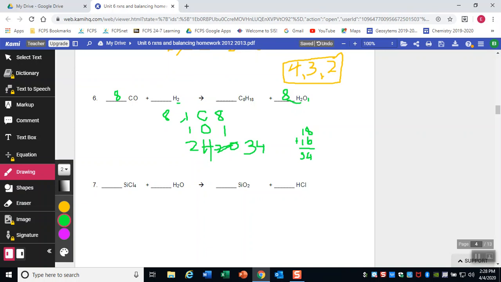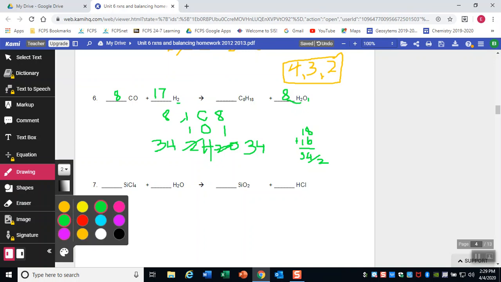So what I'm going to do is I want to have 34 over here. 34 divided by 2, all right, because I'm trying to figure out what do I multiply here to what times 2 equals 34. So 34 divided by 2 is 17. 17 times 2 is 34, right? Because I want to have 34 on both sides.